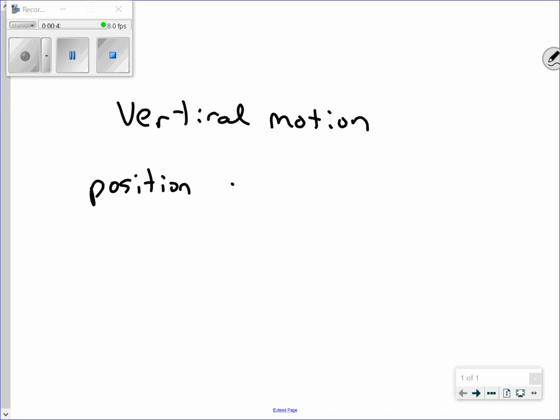When you're talking about motion, you're going to be given some information about the position of an object. For some reason, in math, we have decided to call position S. I'm sure there's a really good reason for that. I don't know what it is.